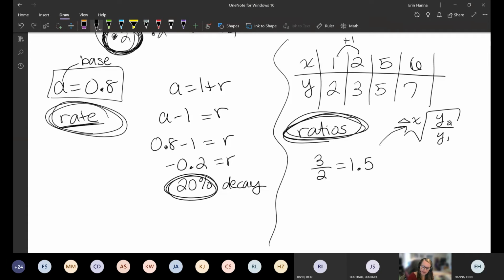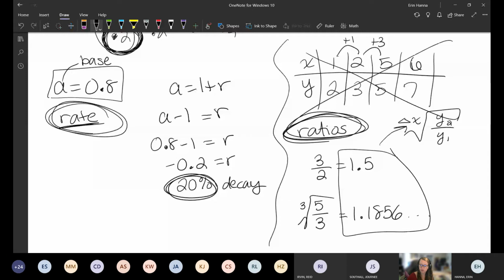And then I would want to compare that to the next ratio. Well, in the next set, I increased by 3, so I am going to need to bring a root in. So I'm going to take the ratio of my two y values, but since the x values differ by 3, I'm going to have to take the cube root of that. And if that matches the other number, then I know it's exponential. But this number is definitely not going to match. It's 1.1856, blah, blah, blah. So since these numbers don't match, this data wouldn't be exponential.